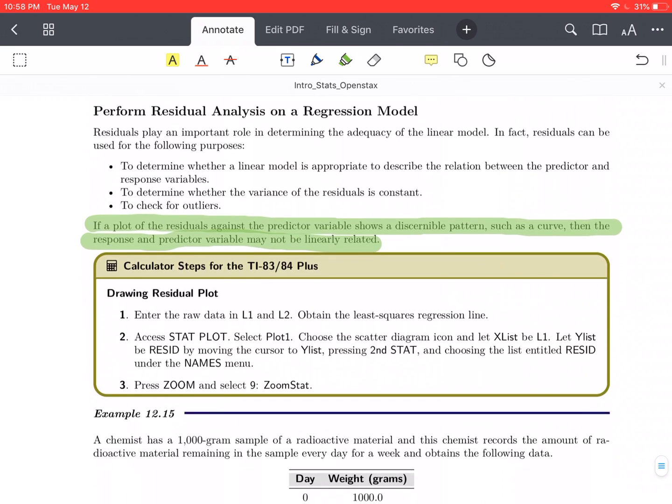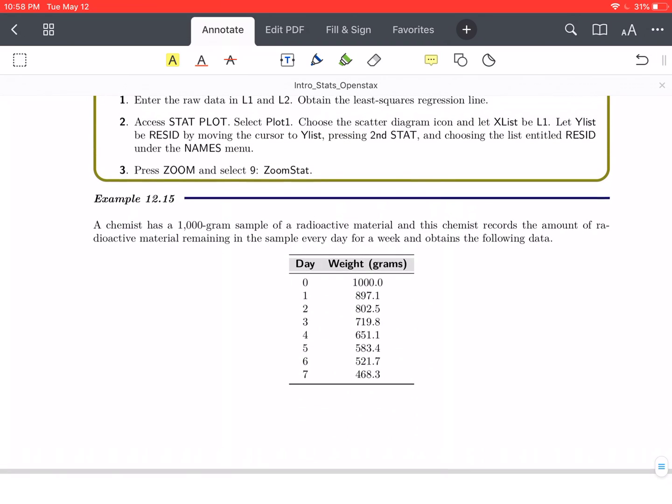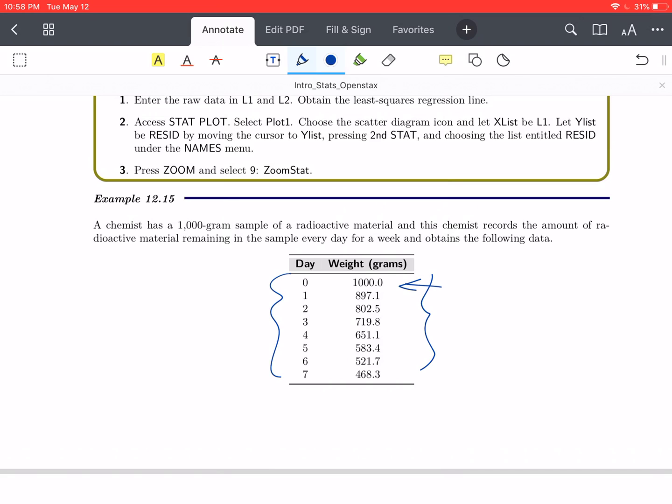Okay, so let's look at this example. A chemist has a 1,000-gram sample of a radioactive material, and this chemist records the amount of radioactive material remaining in the sample every day for a week and obtains the following data. We have our days 0 through 7, and then the weight in grams. It's decaying, so it starts off at 1,000, and then it eventually works its way down to 468.3, and he's recording it every day.